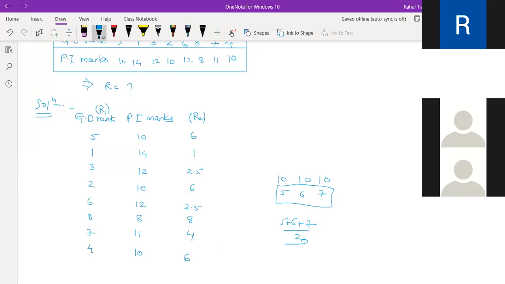Once you have the ranks, you can calculate D, which is the difference R1 minus R2, and calculate D square. I will tell you the further things in the next class. At least we can compute all this, which is important.